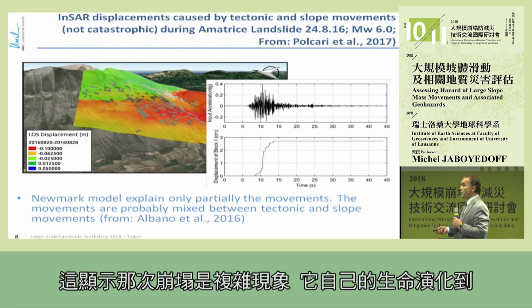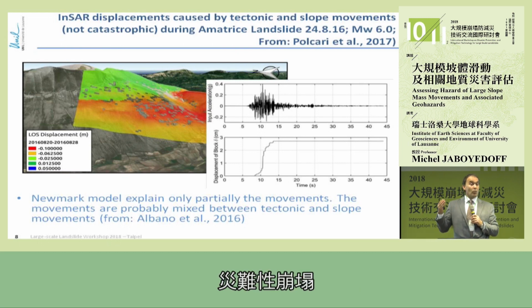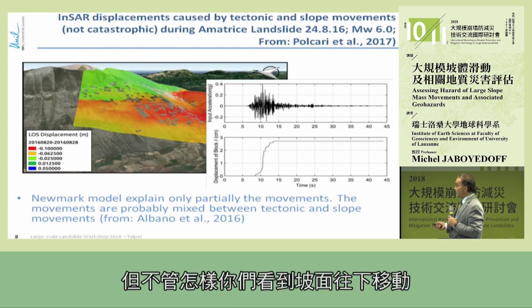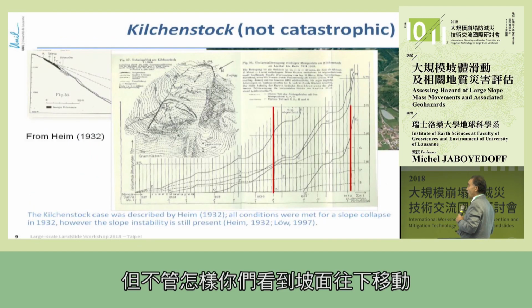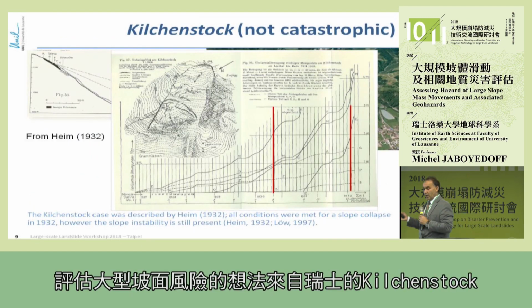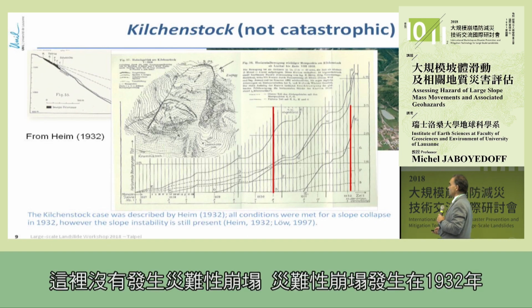So this shows you that a landslide is a complex phenomenon that evolves with its own life, up to catastrophic failure or not. But you see that in any case the slopes are going down. The idea to create an assessment of large slope hazard comes from the Kilchenstock in Switzerland, where no catastrophic failure occurred.